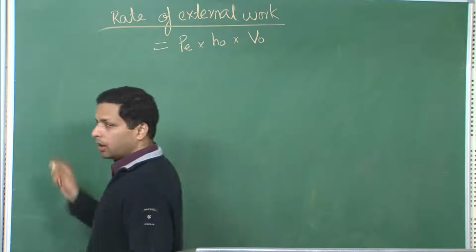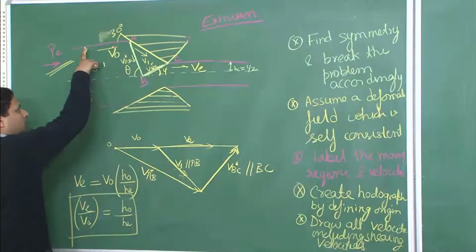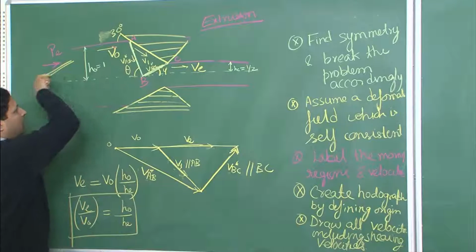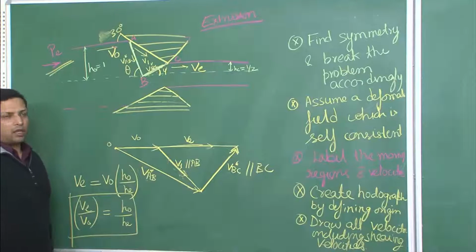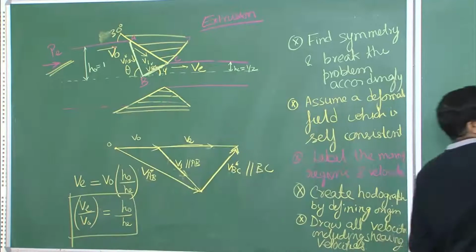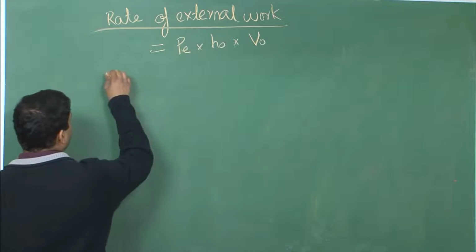So, let me come back to this board. This pressure is acting on this area, H naught times the third dimension L, that is the force, and this is the velocity that is being generated because of this. So, force times velocity, that is the rate of external work.